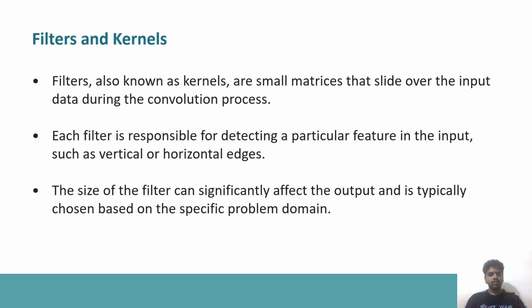Filters and kernels. Filters, also known as kernels, are small matrices that slide over the input data during the convolution process. Each filter is responsible for detecting a particular feature in the input, such as vertical or horizontal edges. The size of the filter can significantly affect the output, and it's typically chosen based on the specific problem domain.